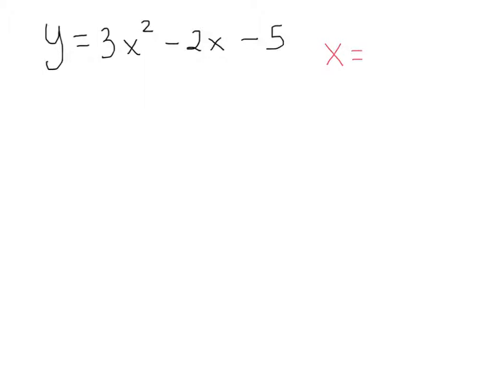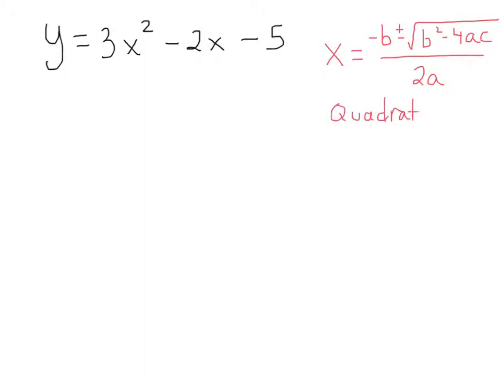x equals negative b plus or minus the square root of b squared minus 4 times a times c, all divided by 2a. And now I encourage you to go on YouTube and search quadratic formula song. There's a bunch of good quadratic formula songs that help you to memorize this formula, because you're going to have to memorize it.